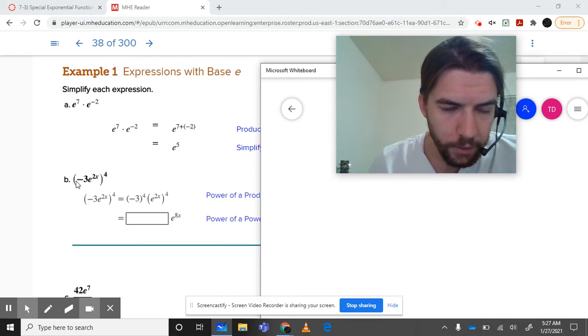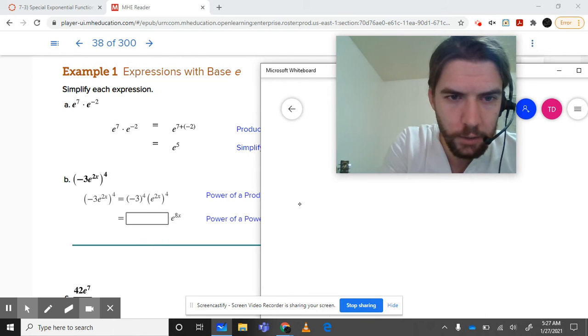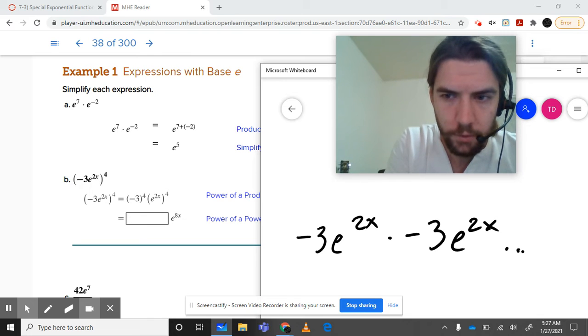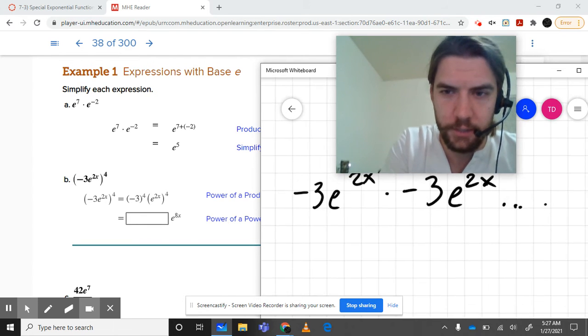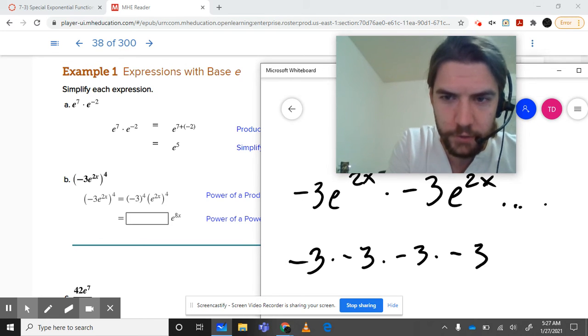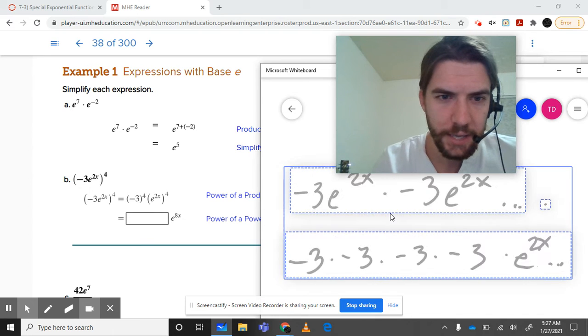Over here, we have all of this stuff raised to the 4th. Well, if all of it is raised to the 4th, then we can break that apart, right? Because doing this times itself 4 times is not going to be any different than multiplying them in a different order, right? So if I just multiplied all my negative 3's together first, and then I multiplied my e to the 2x's together, well, then it would look more like this, right? So that's how they've split that up.